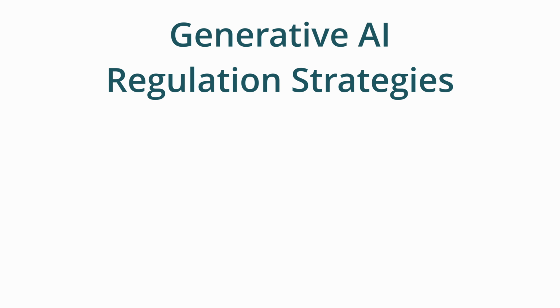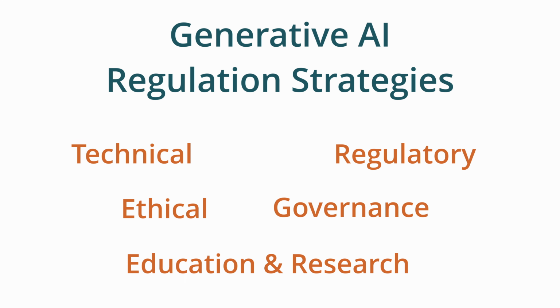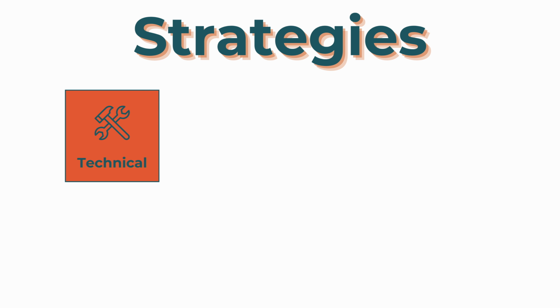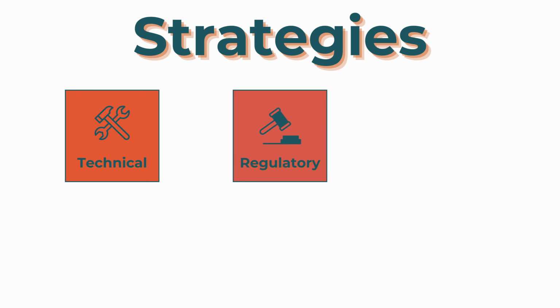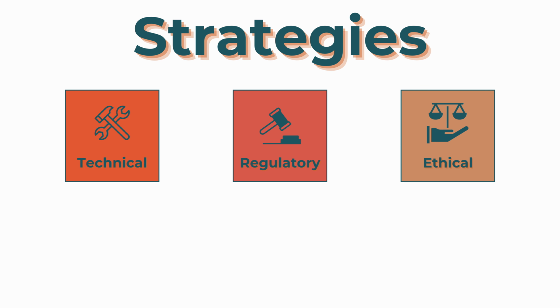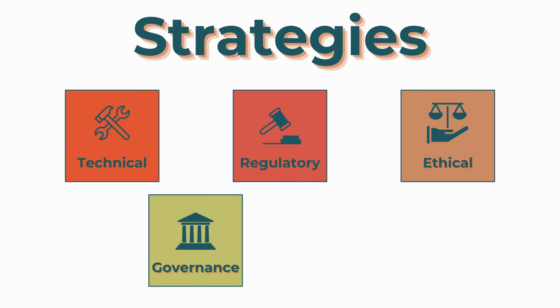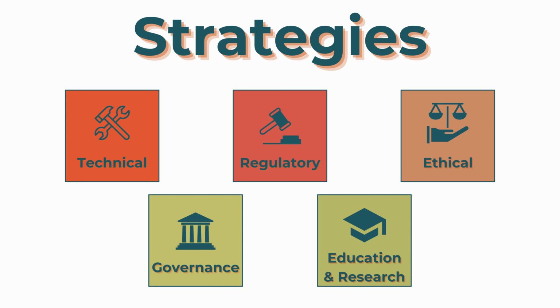In this video, we will break down the different strategies to regulate generative AI. From technical solutions to governance and education, we will explore it all. Let's dive in. Let's explore the various strategies to regulate generative AI. We will break down five main categories: technical strategies, building safeguards into AI systems; regulatory strategies, laws and policies governing AI development; ethical strategies, ensuring AI aligns with human values; governance strategies, international cooperation and industry standards; education and research strategies, preparing for the AI future.